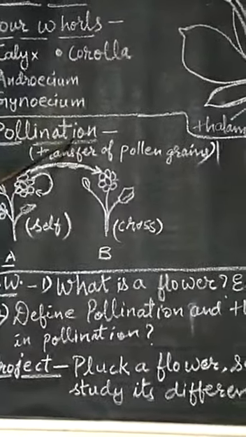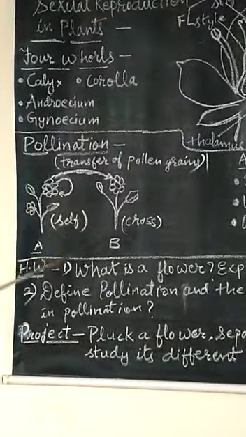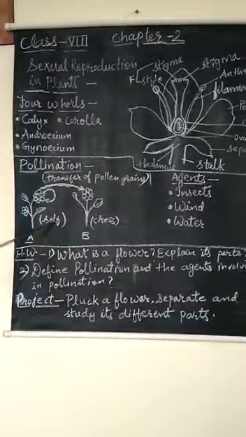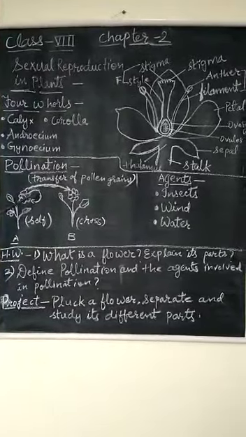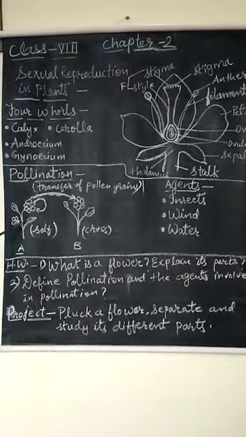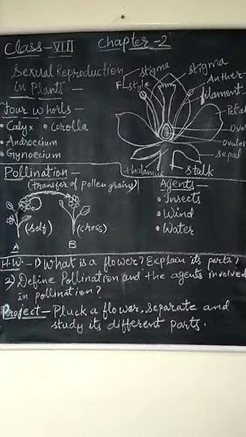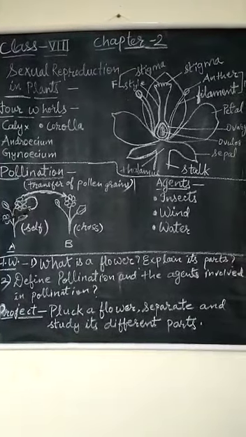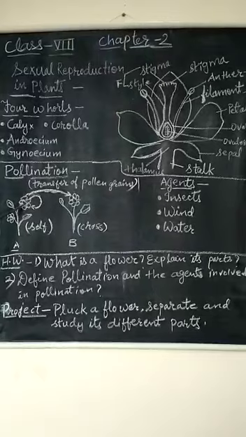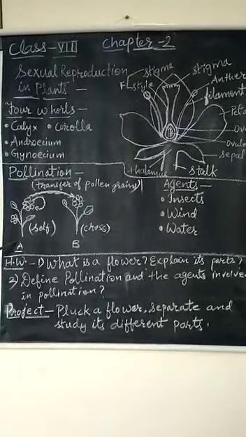Pollination is of two types, self-pollination and cross-pollination. Self-pollination occurs within a flower of the same plant. In one plant only, self-pollination can occur in one flower itself or from one flower to another flower of the same plant.